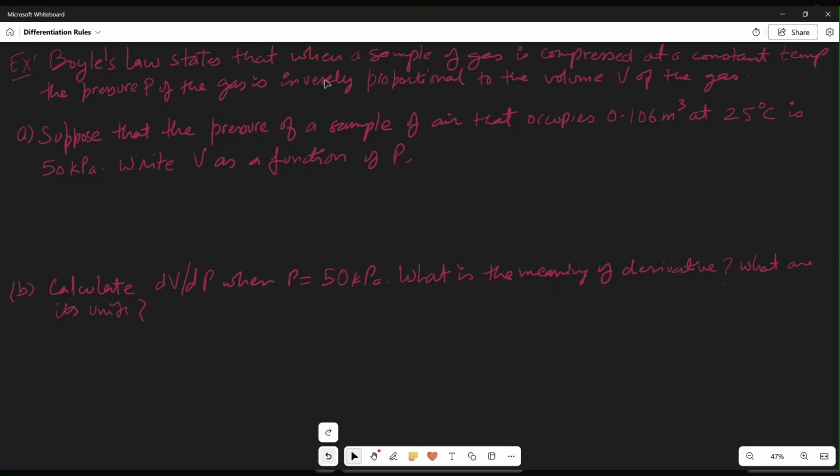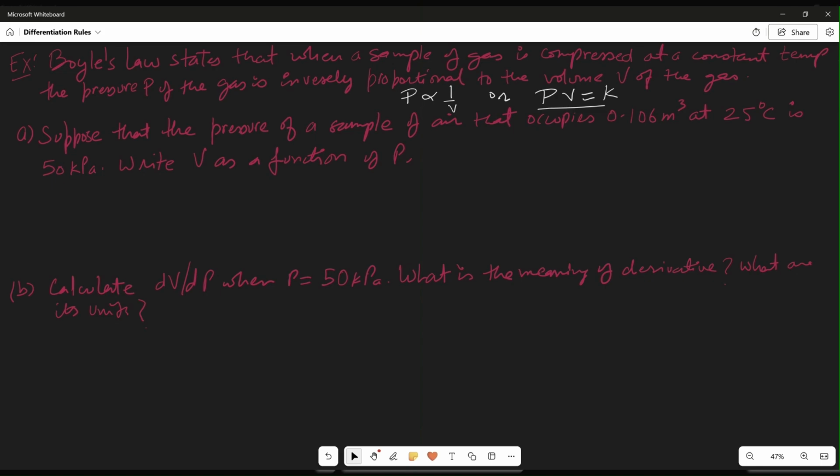Boyle's law states that when a sample of gas is compressed at a constant temperature, the pressure of the gas is inversely proportional to the volume of the gas. So clearly, pressure is inversely proportional to the volume of gas. Another way of writing this is, for a fixed amount of gas at a constant temperature, pressure times volume is equal to a constant value.